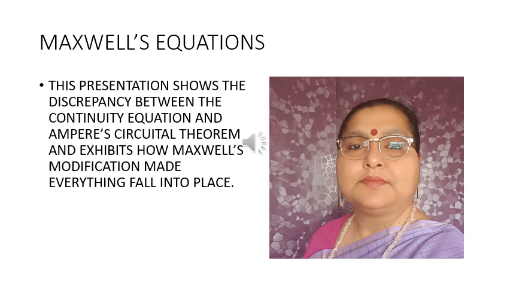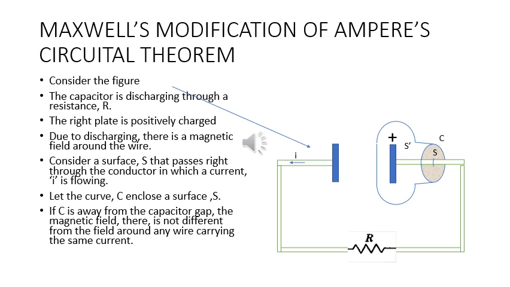This presentation shows the discrepancy between the continuity equation and Ampere's circuital theorem, and exhibits how Maxwell's modification made everything fall into place. Maxwell's modification of Ampere's circuital theorem.